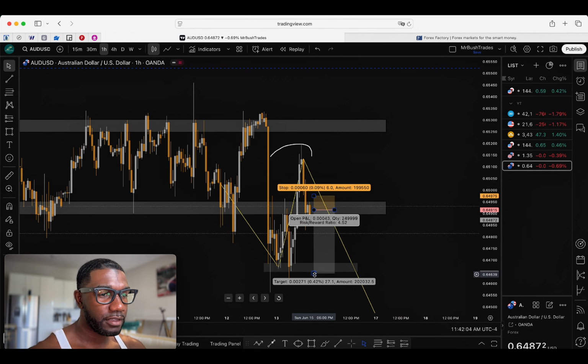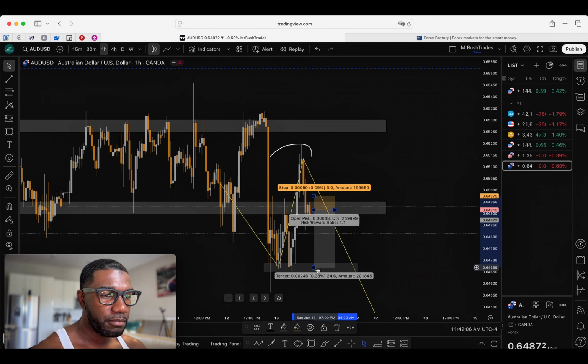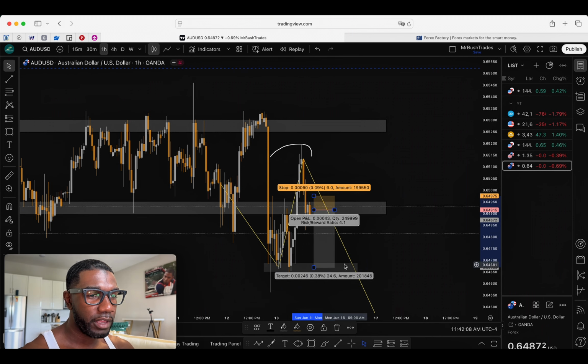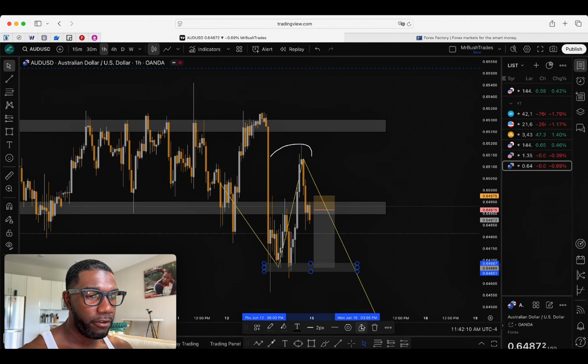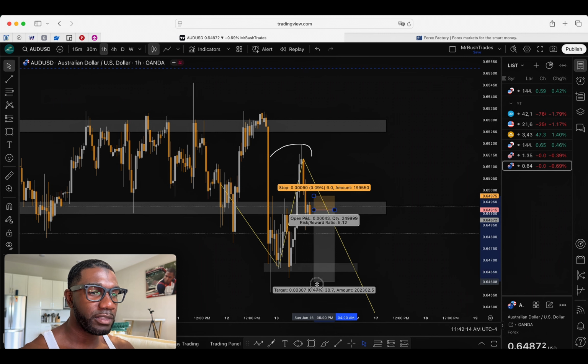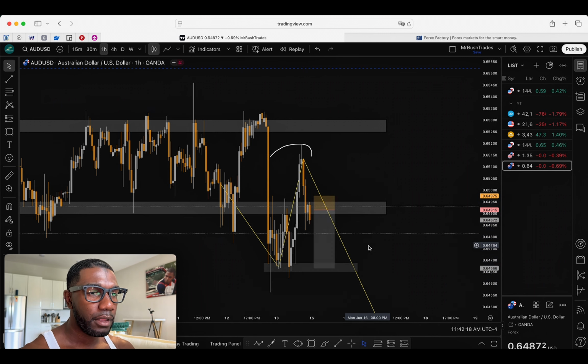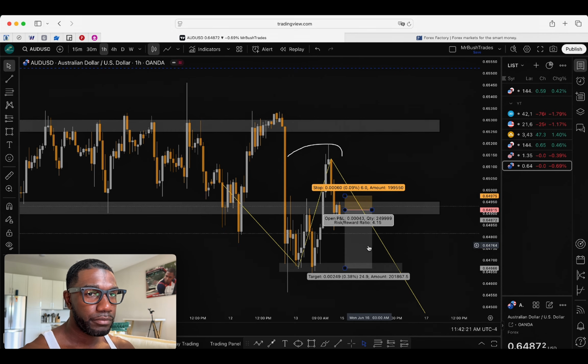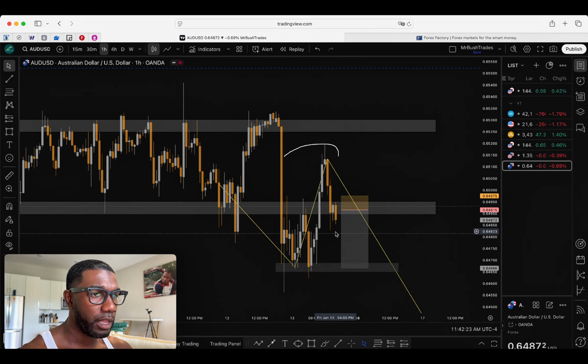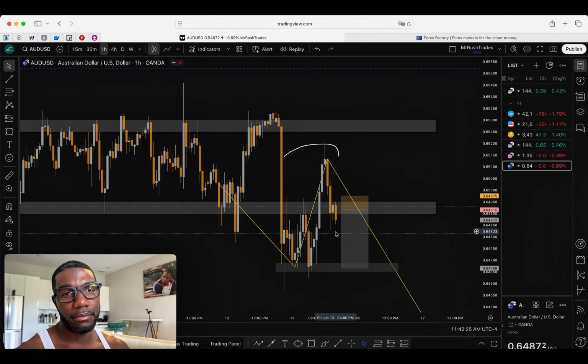If price does get iffy around this area, then you can get out of the trade. But you already know after a lower high point, it's a lower low. So we can probably squeeze some more out of it, right? But this is the first target. And that's really about it for AU. And that wraps up the breakdown.